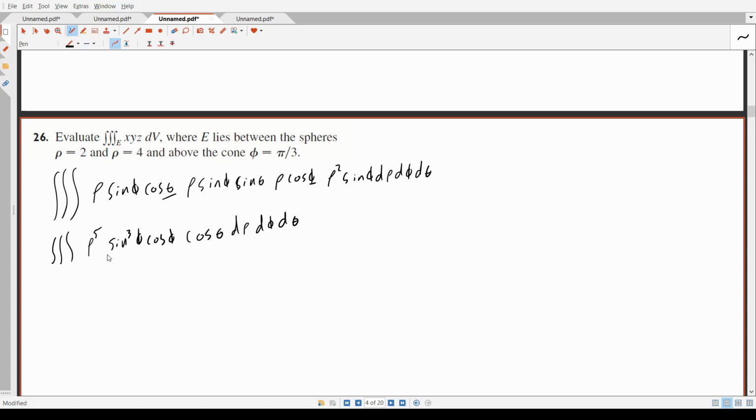Okay, so this is a separable function, like we saw before. It's a product of terms that don't involve each other, of the other variables. So now the only thing I need to do is figure out what the bounds are. So here E lies between the spheres rho equals 2 and rho equals 4, above the cone phi equals pi over 3.